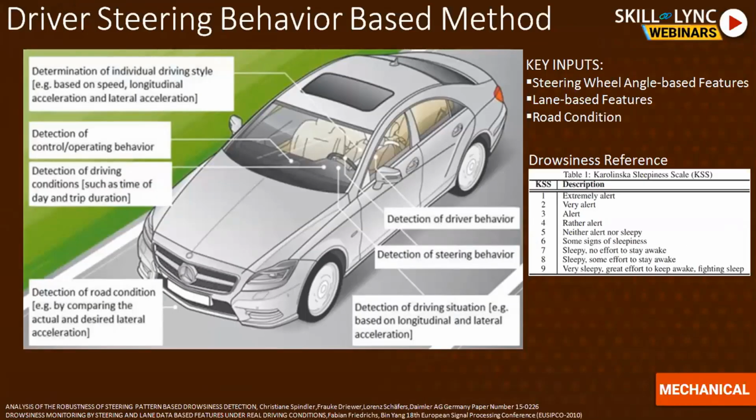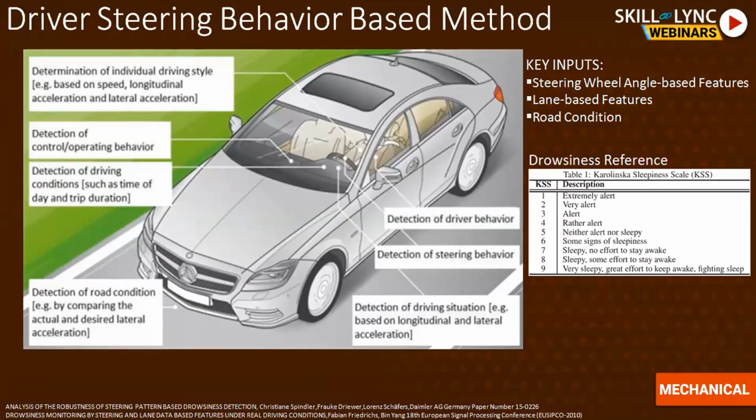So now I'm going to go into the specific techniques we talked about. The first one I'm going to talk about is the driver steering behavior based method. In this particular method, the key inputs are provided over here on the right hand corner. The first thing is the steering wheel angle. The steering wheel angle based measurements can provide a lot of details about how the driver reacts to certain conditions that show distraction and drowsiness. It's very sensitive. Today's sensors allow us to measure the steering wheel angle very precisely.